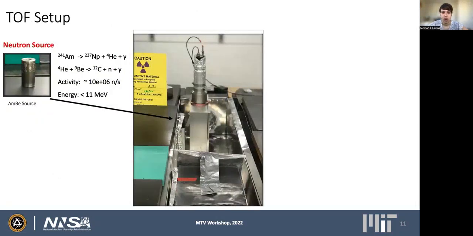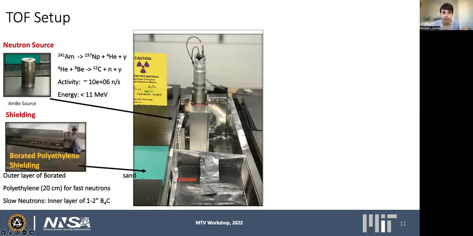Now we're moving on to experiments to verify what we see through simulation. So this is a picture of our current setup. We start with the neutron source, which is the 10 microcurie source in this box that you can't really see here, but it's kind of here. And then we have our shielding all around. We have 20 centimeters of borated polyethylene, which shields fast neutrons. And then inside we have 1 to 2 centimeters of boron carbide sand contained within aluminum walls, which absorbs thermal neutrons and stops any kind of scattering off of the walls.